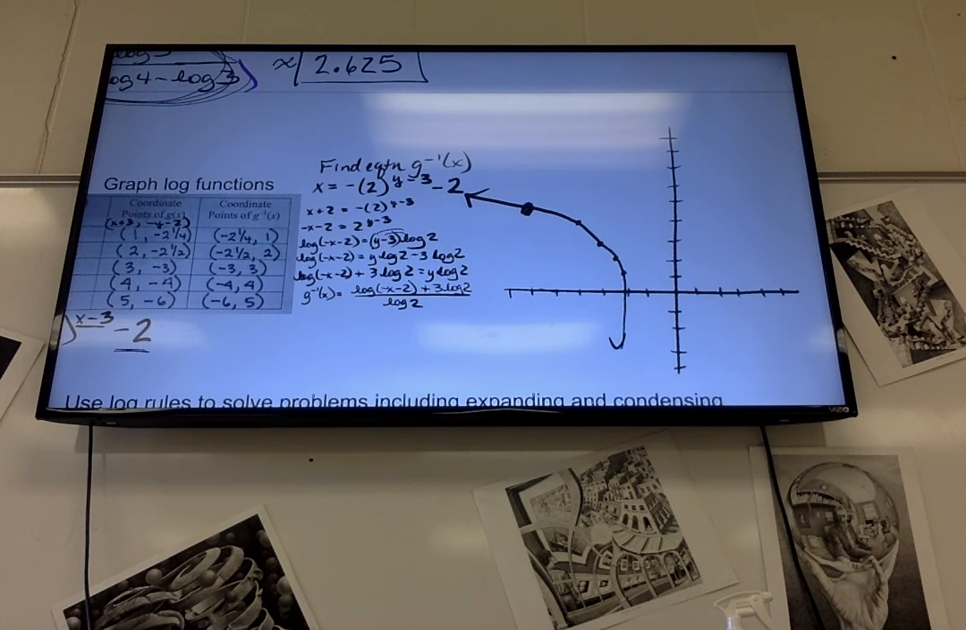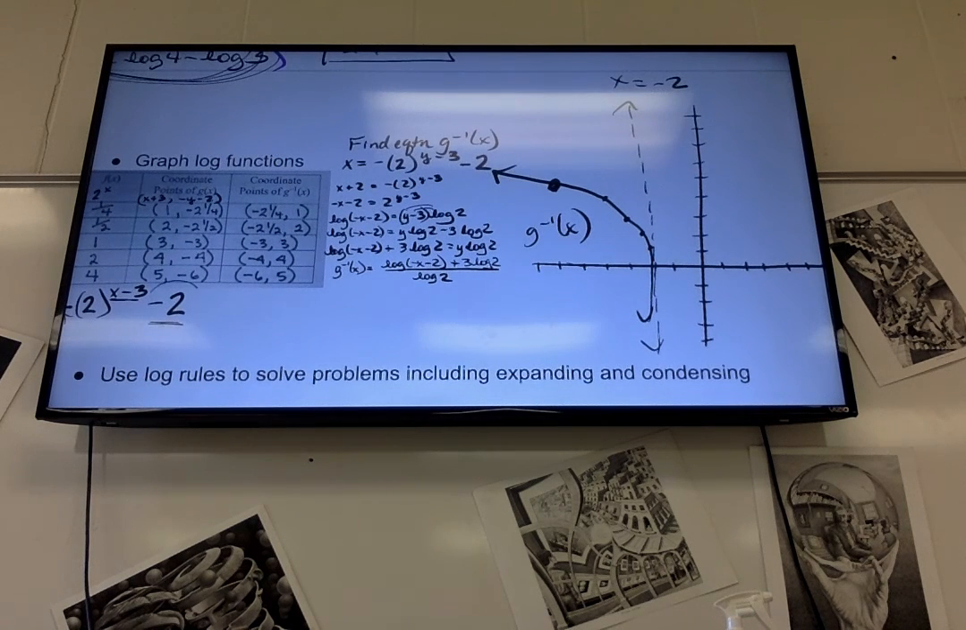And it has an asymptote, a vertical asymptote at x equals negative 2. Remember, if you looked at the original, whatever is added or subtracted would be the horizontal asymptote, and the vertical asymptote is just that flip-flopped. X equals negative 2.